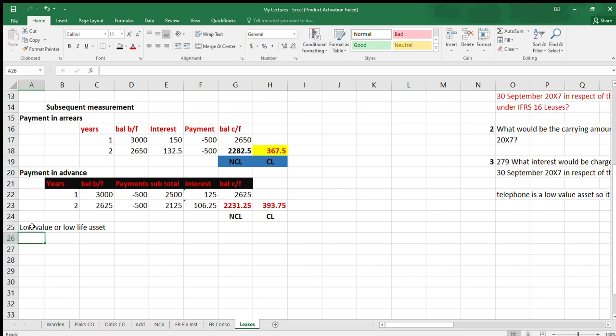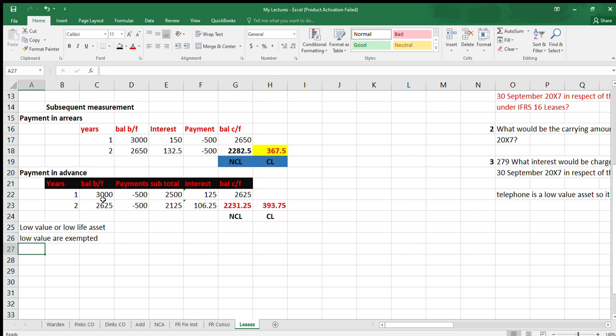And the next thing we have is low value or low life assets. Those are exemptions. So low value assets are exempted. Imagine calculating a lease for a phone. It doesn't even make sense. We don't lease a phone. It's a low value asset. So phones, laptops, printers, those office equipment are not leased. We lease assets that can be capitalized. We don't capitalize mobile phones. So we capitalize furniture, buildings, motor vehicles. Those are included in the lease calculations.